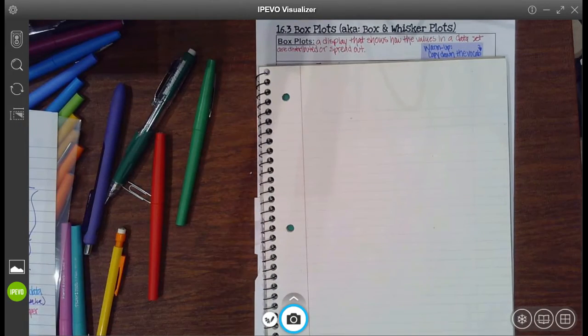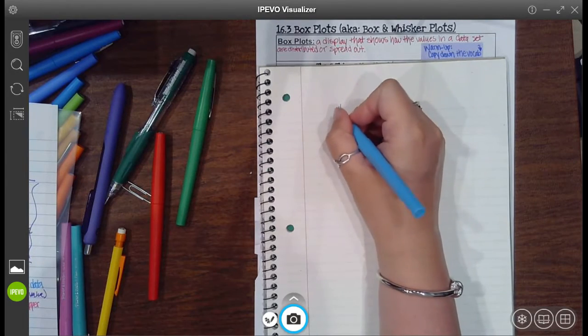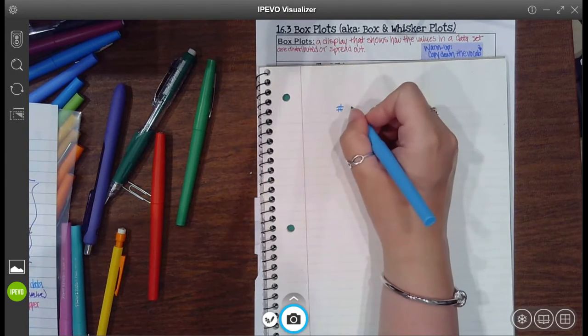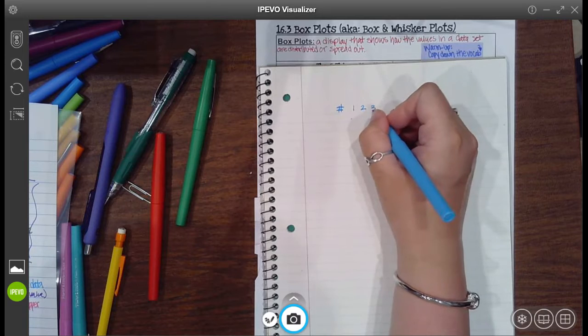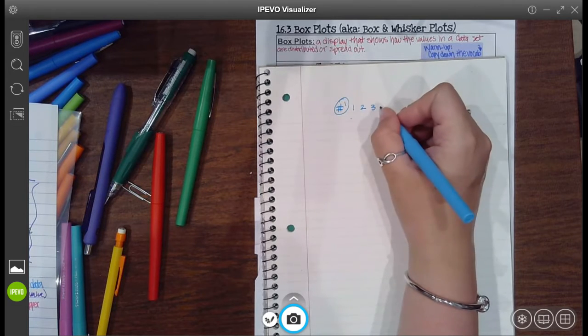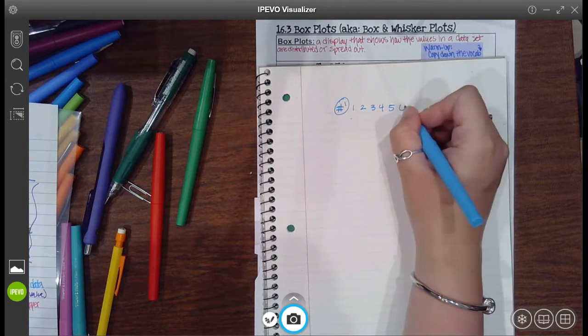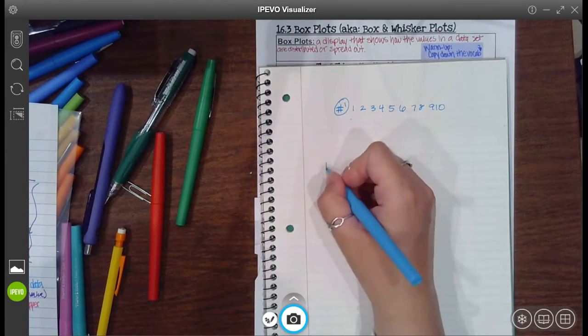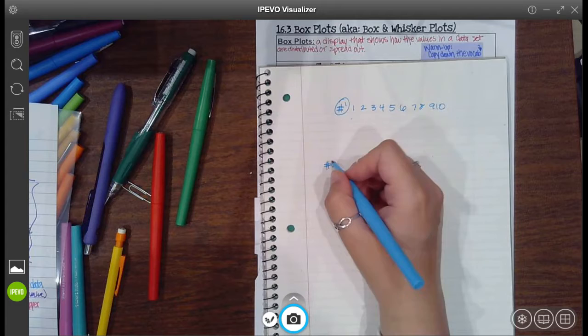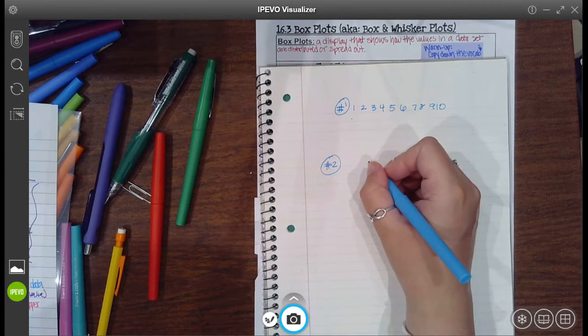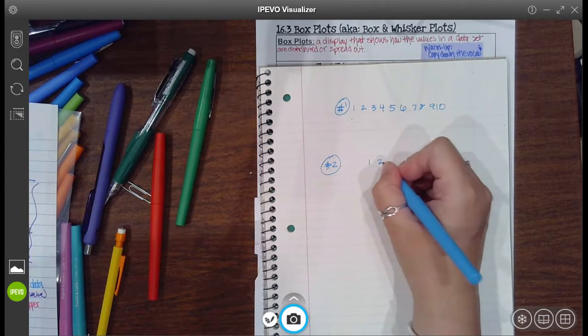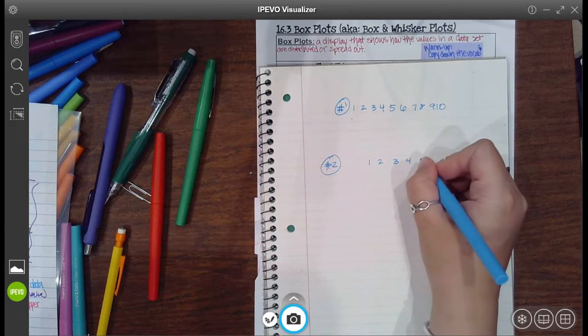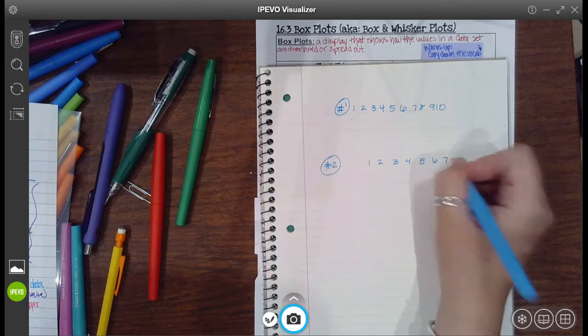I'm going to give you 2 data sets. Let's say we have an even amount. Here's your first data set: 1, 2, 3, 4, 5, 6, 7, 8, 9, 10. And then here is your other data set. We'll do an odd amount this time: 1, 2, 3, 4, 5, 6, 7.